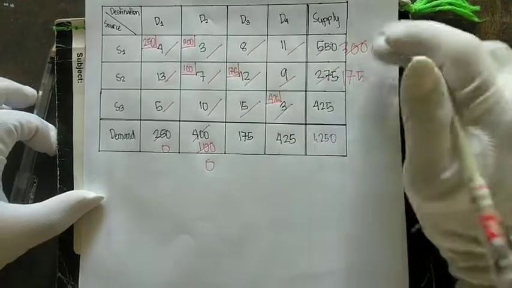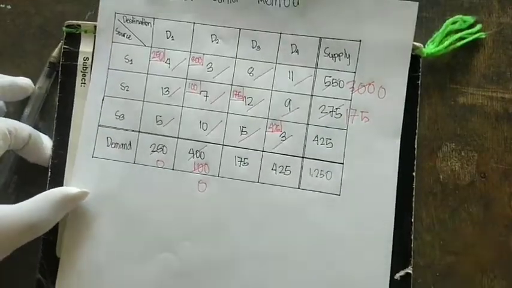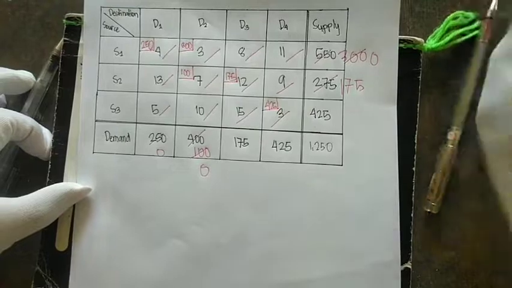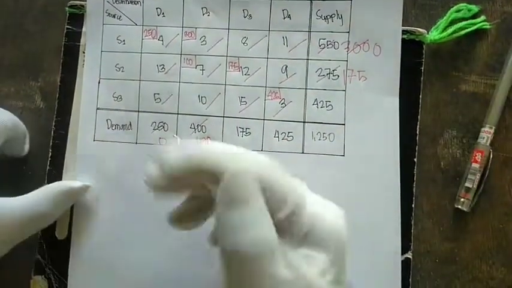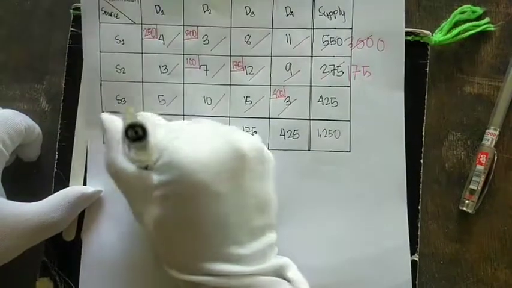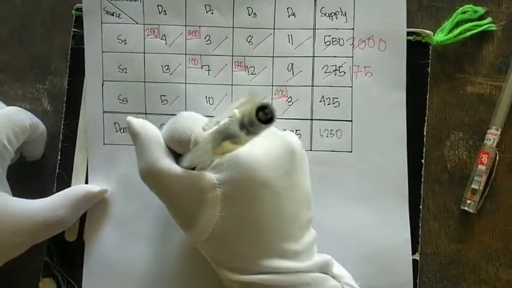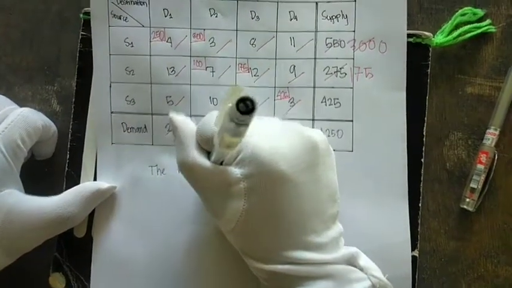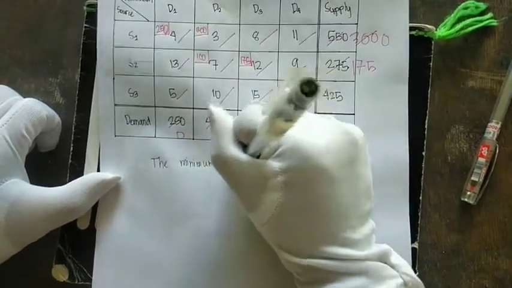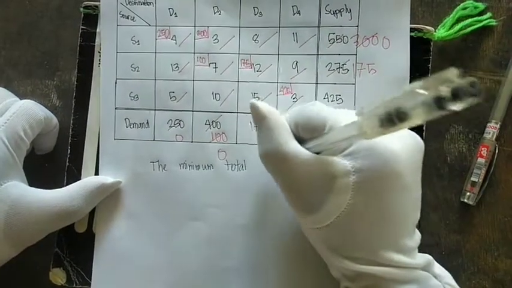So our demand and supply were satisfied. So this is the final minimum total transportation cost.